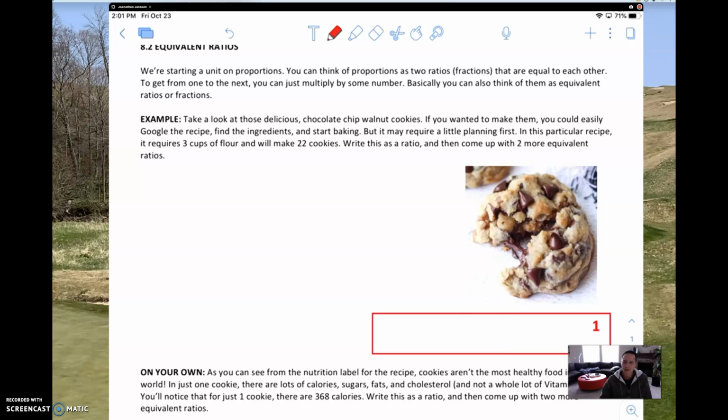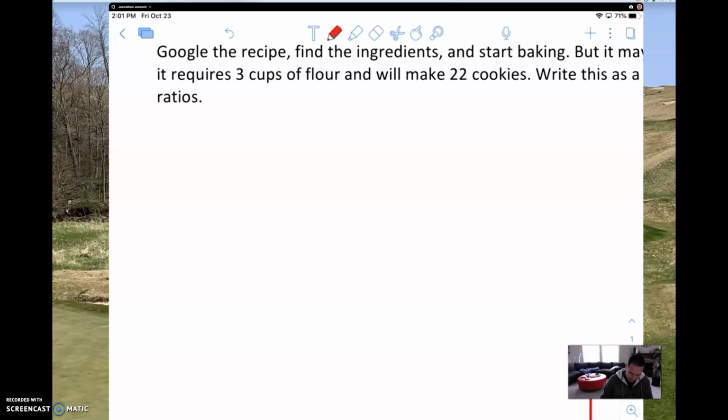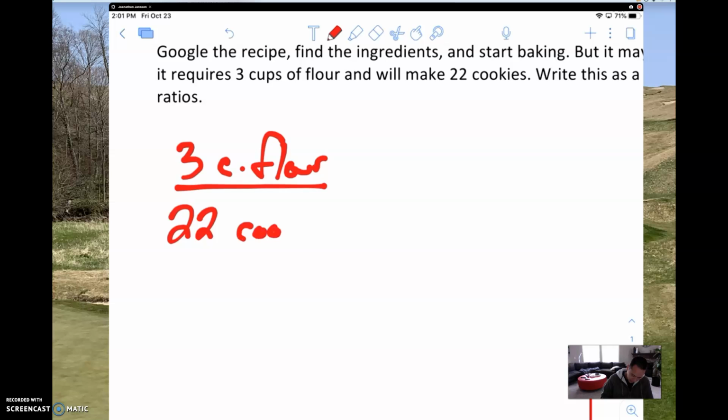But it may require a little planning first. In this particular recipe, it requires 3 cups of flour, and it says it's going to make 22 cookies. So I want to first write that as a ratio. We have 3 cups of flour, and that's going to make 22 cookies. So for every 3 cups of flour that I have, I should be able to make 22 cookies.